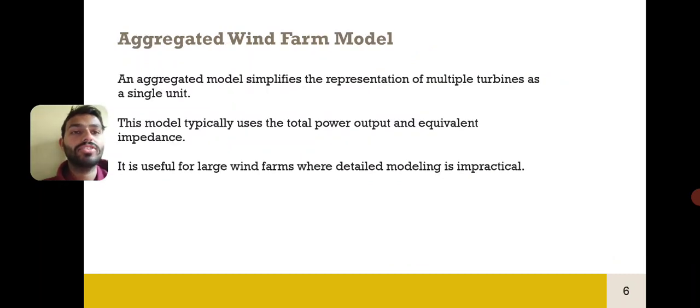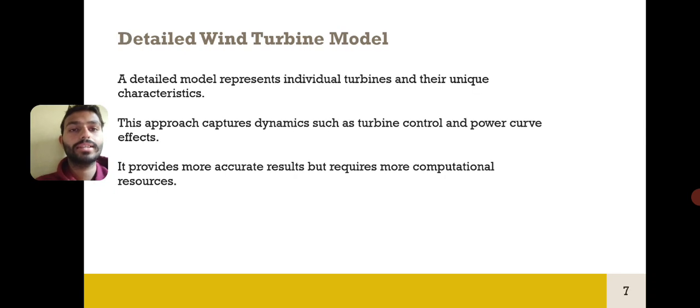Aggregated wind farm model. An aggregated model simplifies the representation of multiple turbines as a single unit. This model typically uses the total power output and equivalent impedance. It is useful for large wind farms where detailed modeling is impractical.